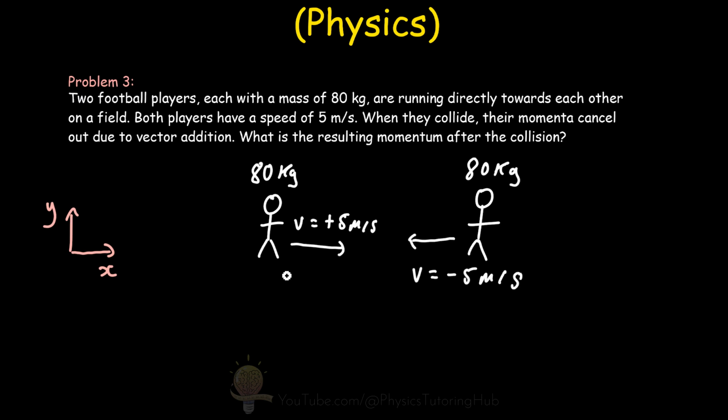So let's call this player 1, and he's moving in the positive x direction at a positive 5 meters per second. Remember, velocity is a vector, so it has a direction, and we indicate what the direction is with the sign here. So this player is moving in the positive x direction. Player 2 is moving in the negative x direction, and therefore his velocity is a negative 5 meters per second.